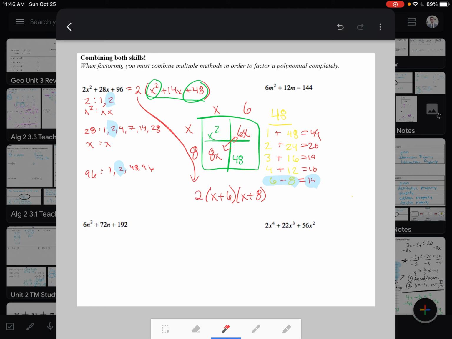But don't forget, we still have this 2 on the outside that we need to bring down. So our multi-step, multi-factored answer is 2 times x plus 6 times x plus 8. So, big questions there. As always, any questions, let me know. Some good factoring review and also some next steps putting multiple forms of factoring together.